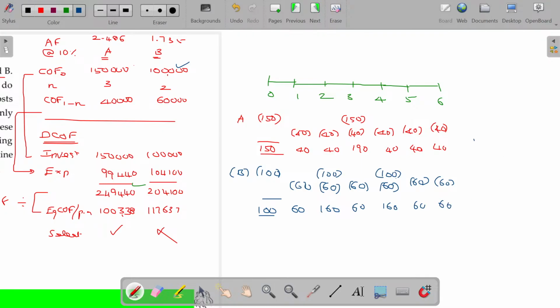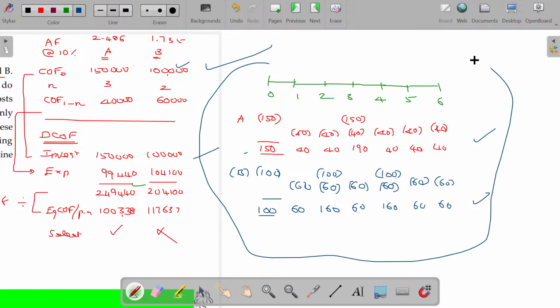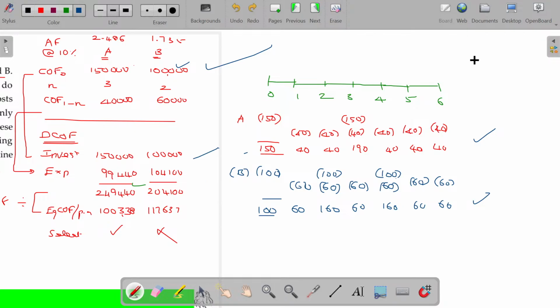If you calculate the NPV for this one and this one and compare, you will get the same answer. A may be chosen. Which is the easiest one, this model or this model? This one seems to be the easiest, and this may be a bit complicated. Sir, not complicated, sir, pretty easy, sir.